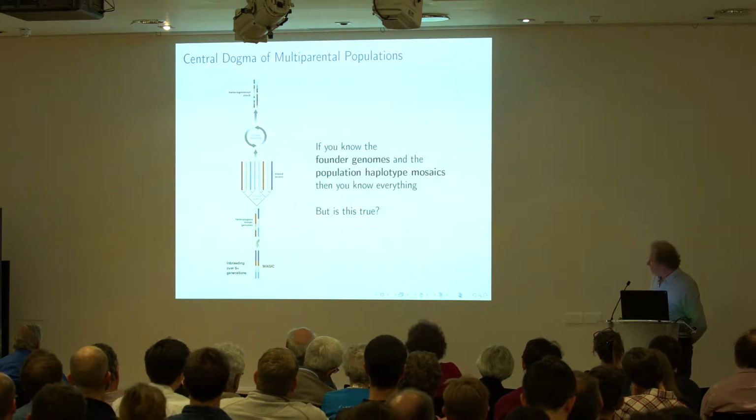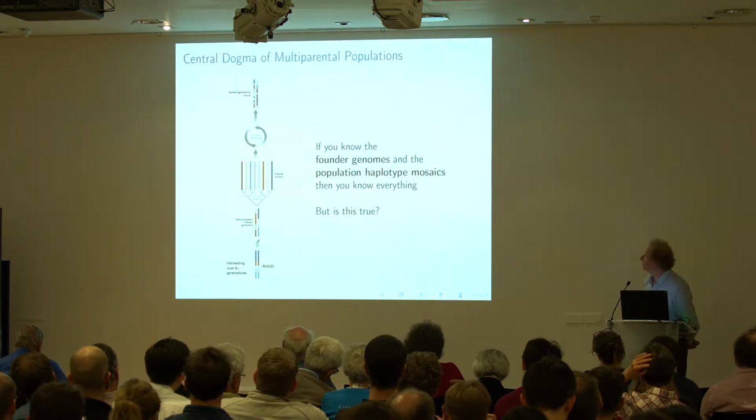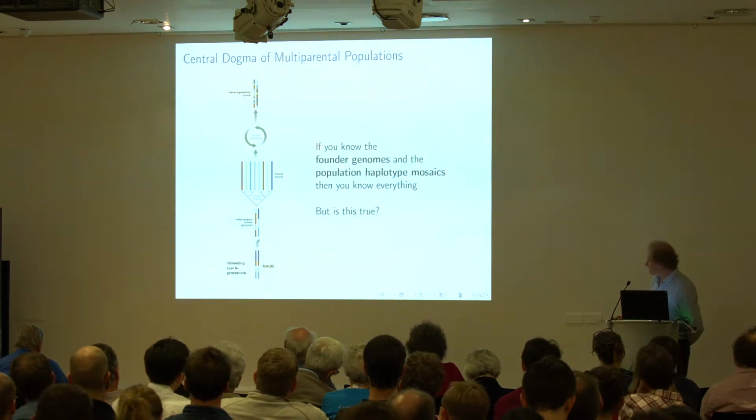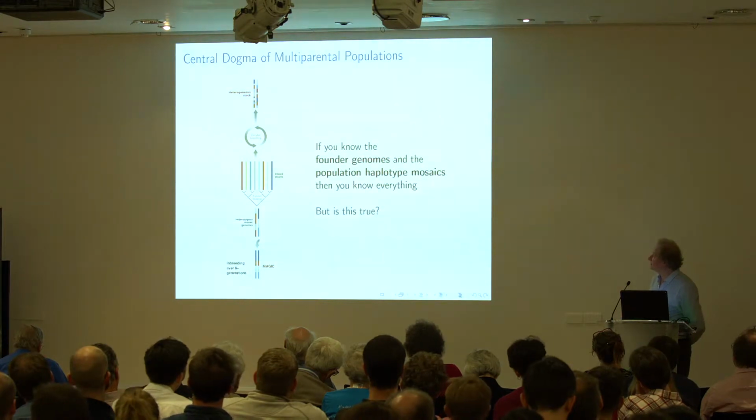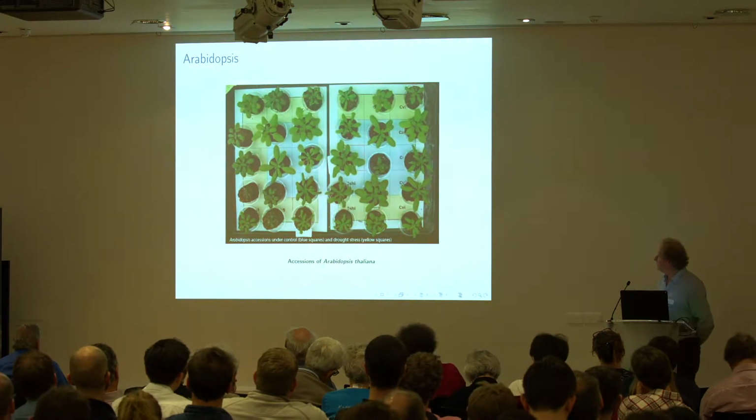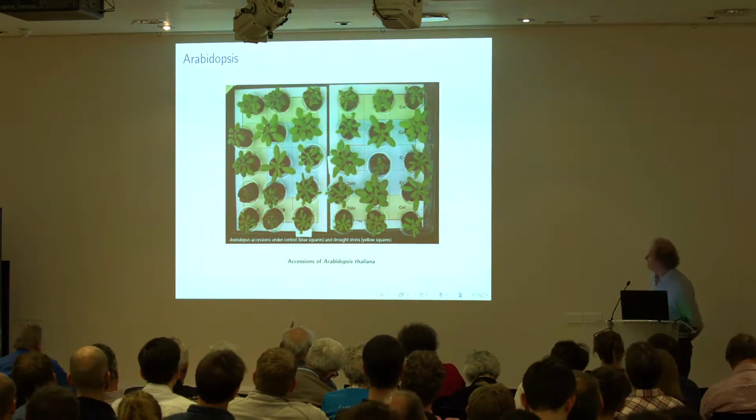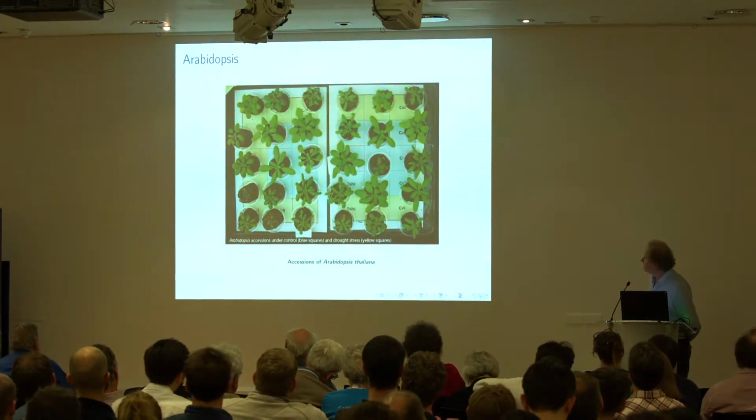The question is, how true is this statement? I mean, it's obviously true to a large extent, but are we missing variation which is not captured by this sort of mosaic view of the world? So, first part of the talk is going to be on the Arabidopsis, which is not fruit fly. So it's a highly variable relative of the cabbage.